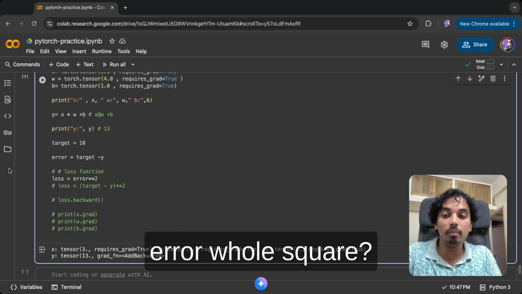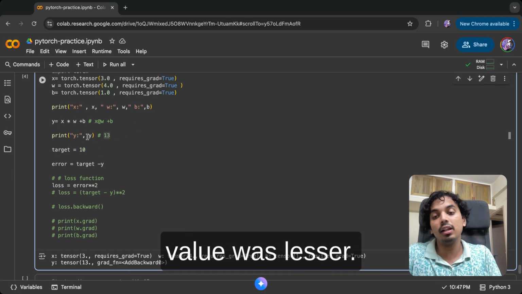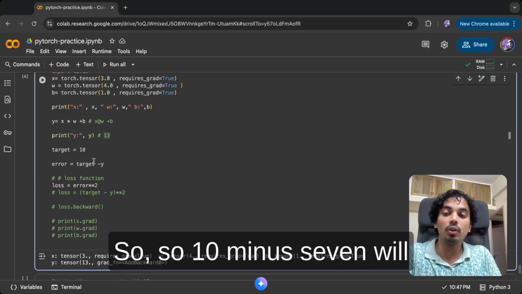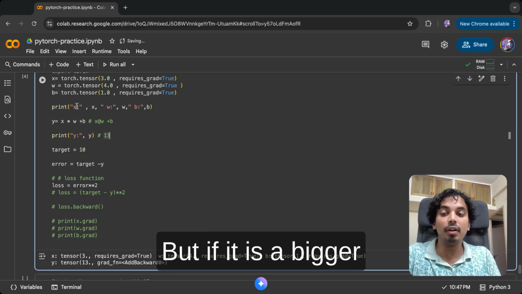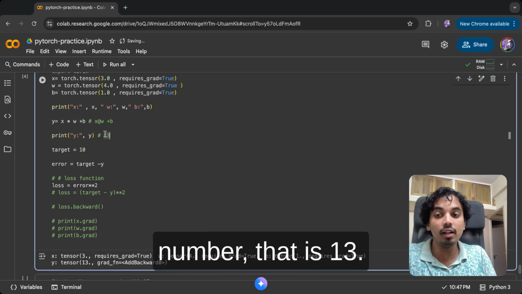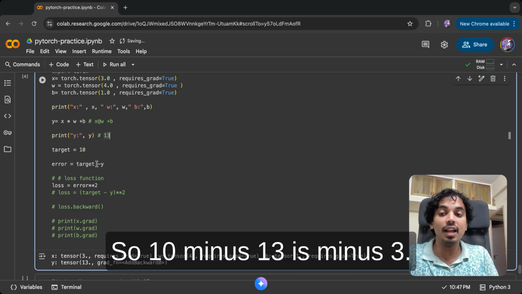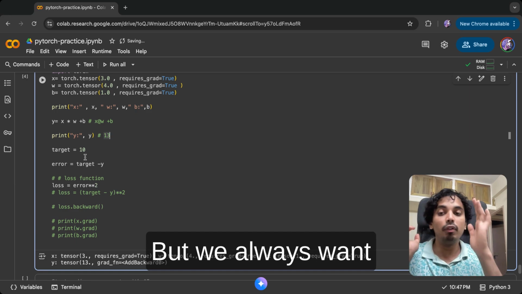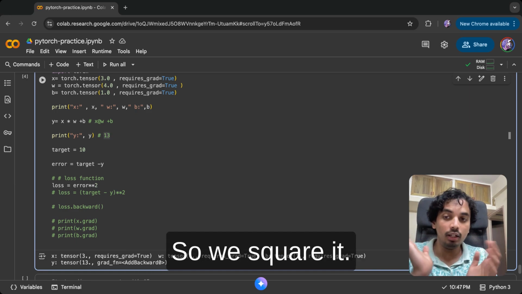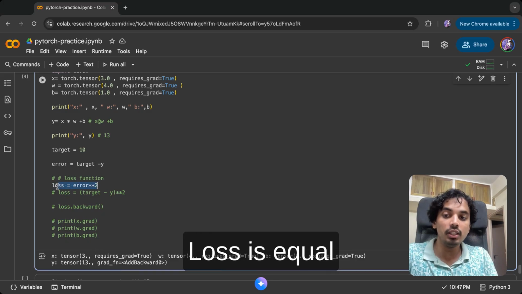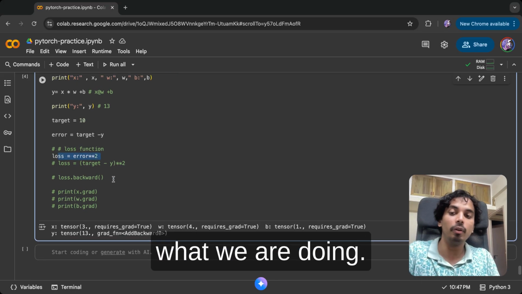Why is it error whole square? Because let's say this value was lesser. Let's say it was 7. So 10 minus 7 will give a positive value, so error is 3. That's fine. But if it is a bigger number, it is 13. So 10 minus 13 is negative 3. So the error is negative. But we always want to measure the error as a positive number. So we square it. Loss is equal to error square. That's basically what we're doing.